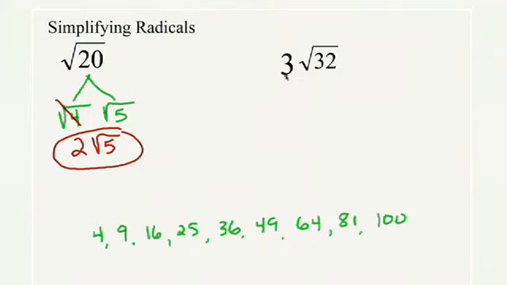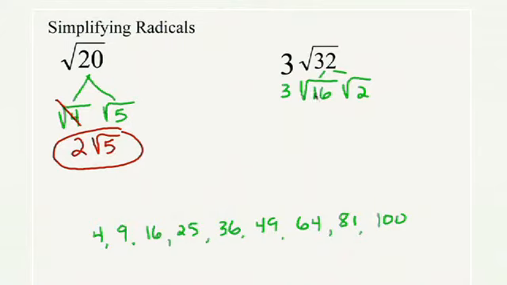Now, the second problem over here, same principle. We have a 3 in front, but we're just going to carry that down. And then we're going to look at radical 32. It falls right in here. And then going left, we say, well, 25 doesn't divide 32 evenly. 16 does. So we want to break down 32 into 16 times 2.